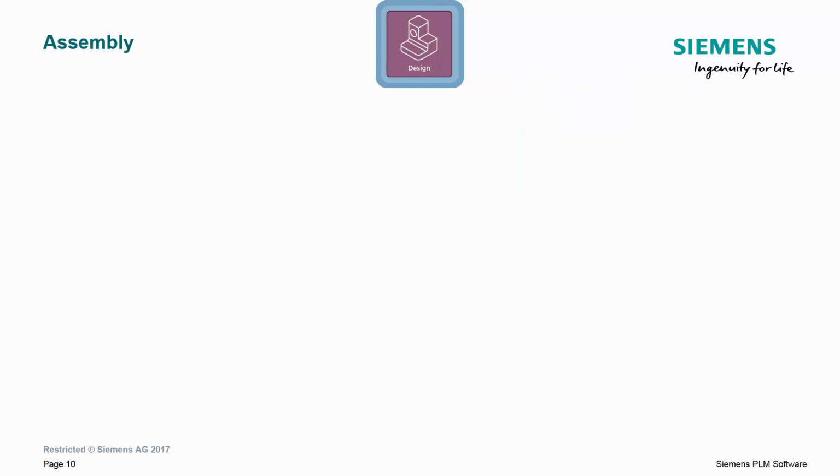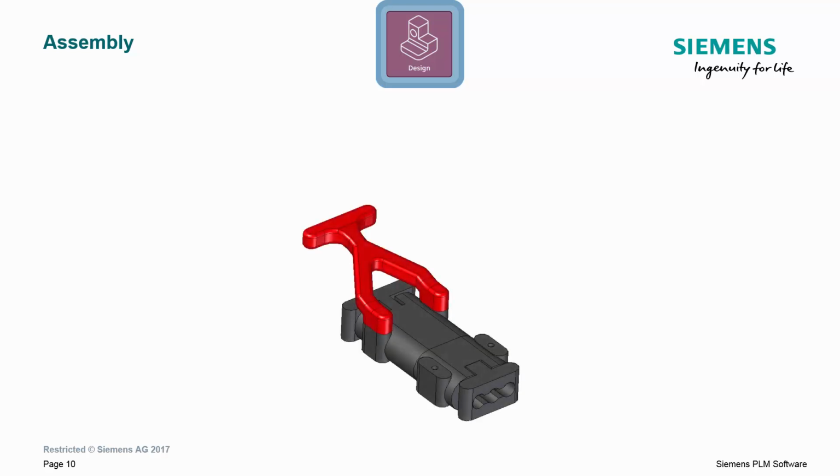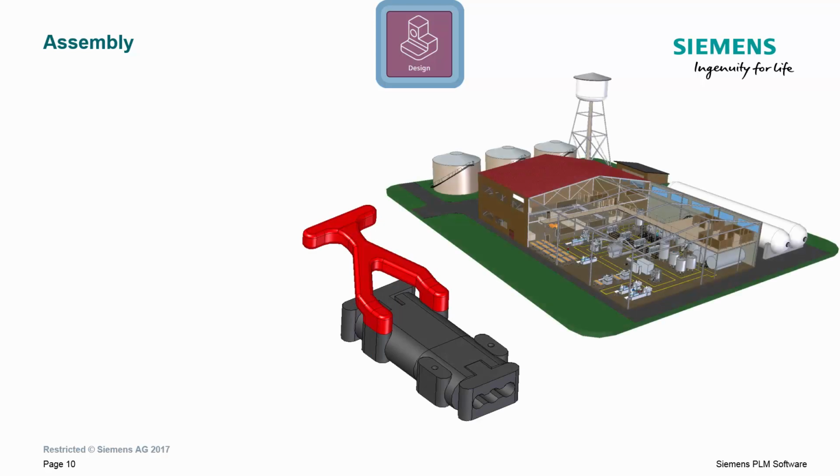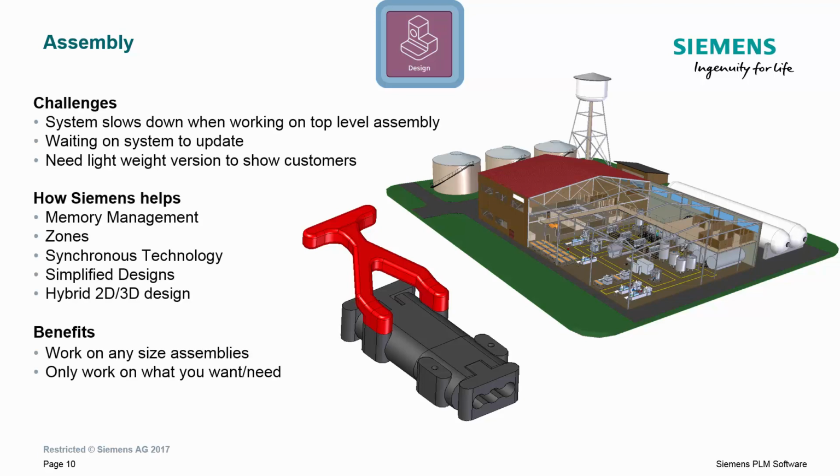Next up, assemblies. Assemblies are made up of collections of parts put together just as they would be in real life, allowing designers to visualize exactly how their designs will look and work. Assemblies can range from just 2 parts all the way up to thousands or millions of parts put together. The larger an assembly, the more difficult it becomes to work with.